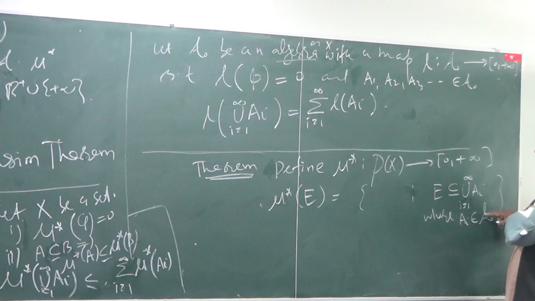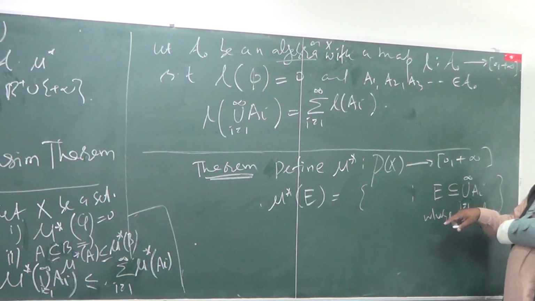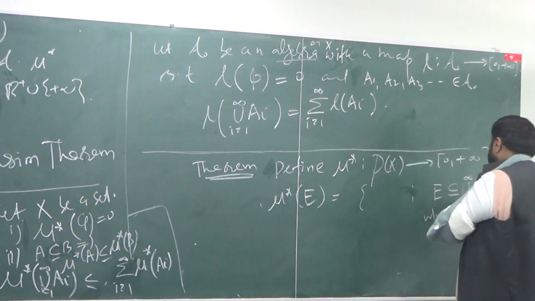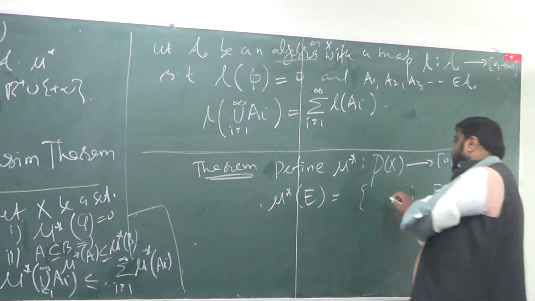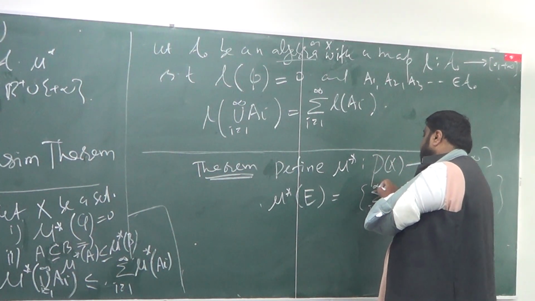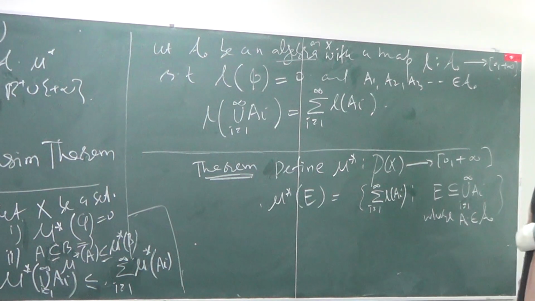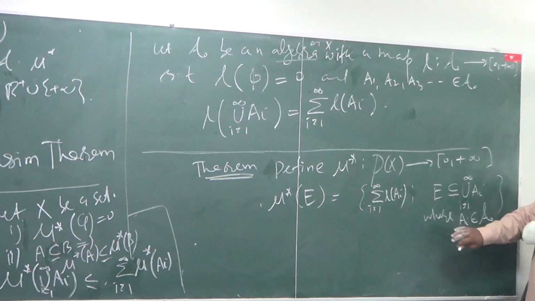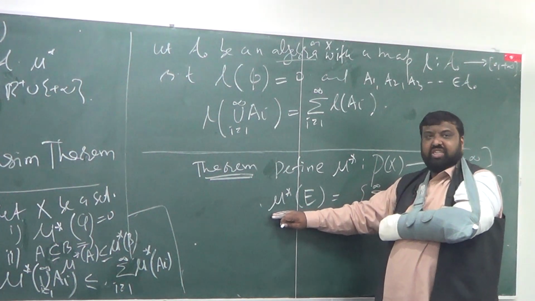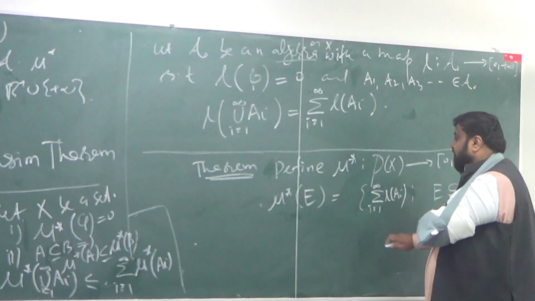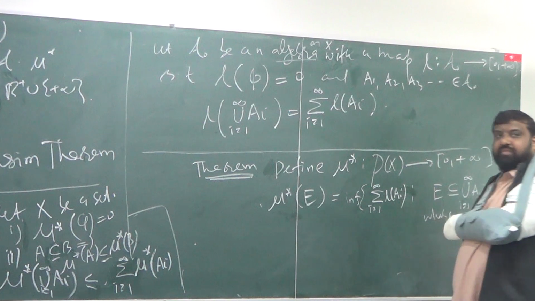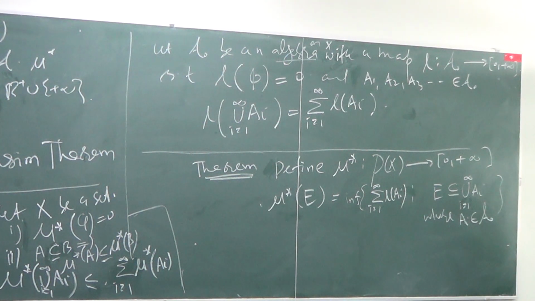Take those sets from A naught which are covering E and consider their length. So what would be their length? The length is the sum from i equal to 1 to infinity of L of A_i. And now since you can have many coverings for E, give this measure, the measure of E, the value which is the smallest of all. Smallest of all. And it's pretty much intuitive.